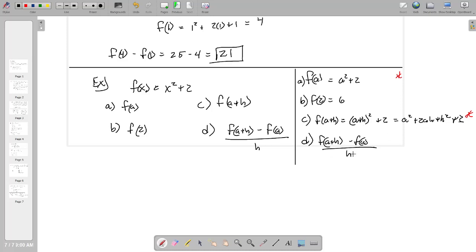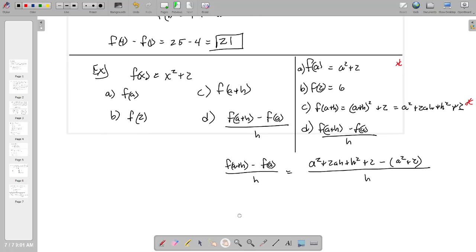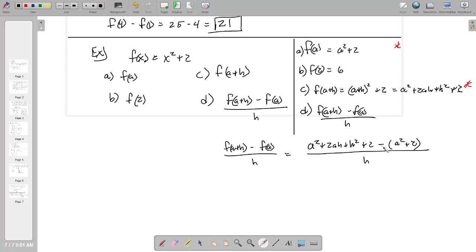So we do f of a plus h, which will be a squared plus 2ah plus h squared plus 2. F of a plus h minus f of a all over h will equal a squared plus 2ah plus h squared plus 2 minus f of a, which is a squared plus 2, all divided by h. Now notice here, we have to distribute this negative. So we end up with a squared plus 2ah plus h squared plus 2 minus a squared minus 2, all over h.